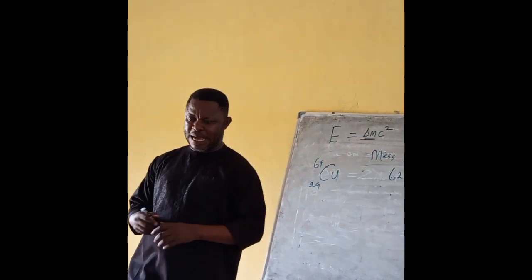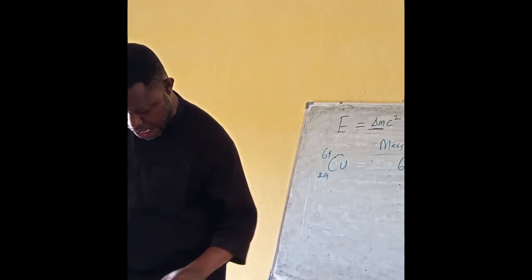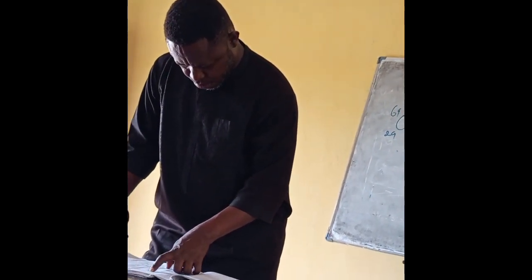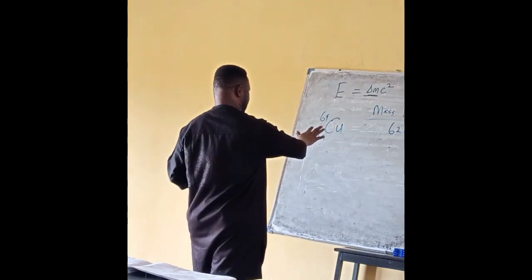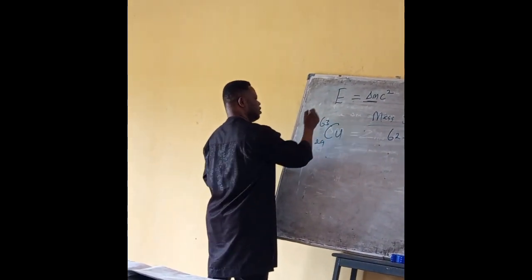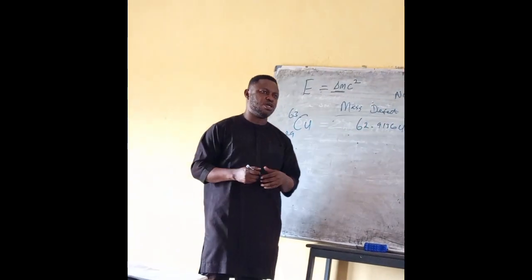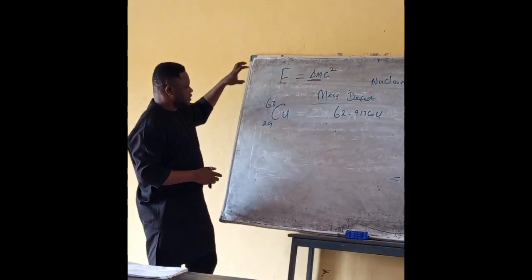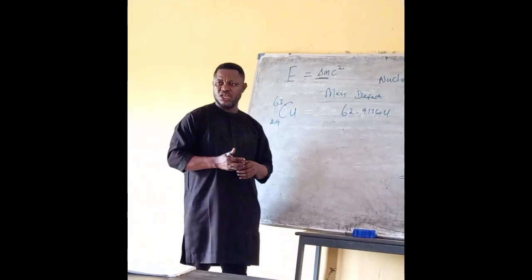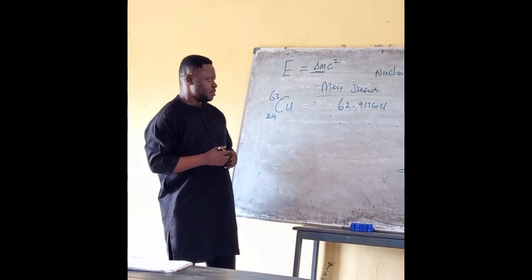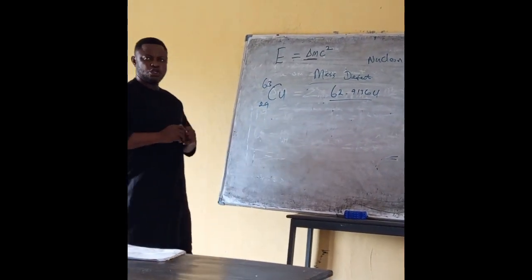The actual mass of copper, hold on, it's not copper 69. Sorry about that. It's copper 63. So copper 63, 29, the actual mass of the copper is this. So you have to find the mass defect. In every question, the actual mass will be given. So look up carefully now.